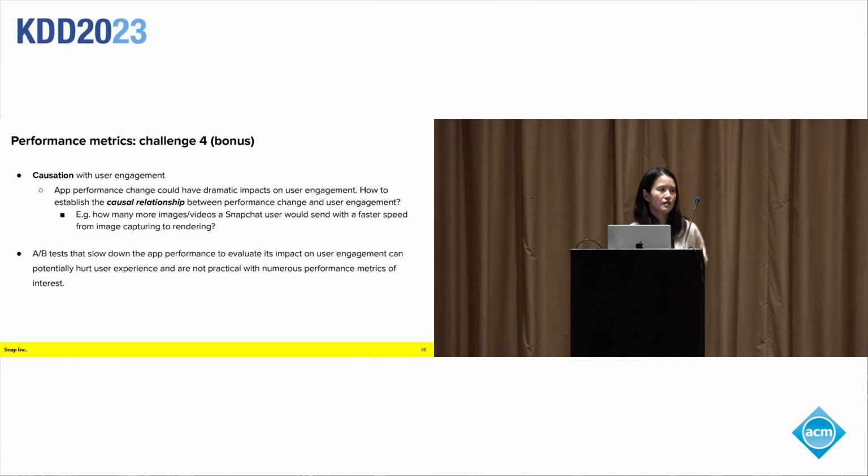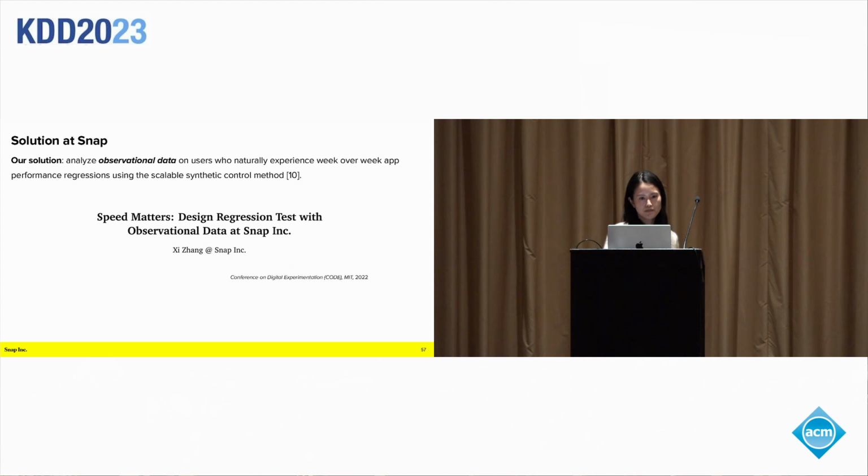A/B testing, we know, usually gives us the best causal inference result, but slowing down app performance to evaluate its impact on user engagement can potentially hurt user experience. And also it's really not very practical for us to run a lot of A/B tests to measure numerous performance metrics of our interest. So we have a solution here.